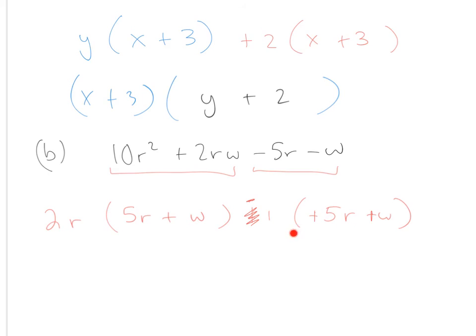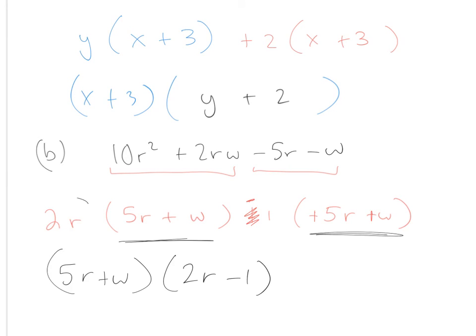So if you don't know what to take out of this common factor, just think, how do I get 5r plus w? And as George mentioned, take out a -1. So now 5r plus w is common amongst both of these. I'm going to underline it so you can see. So I'm going to take 5r plus w out in front, leaving me behind with 2r minus 1.